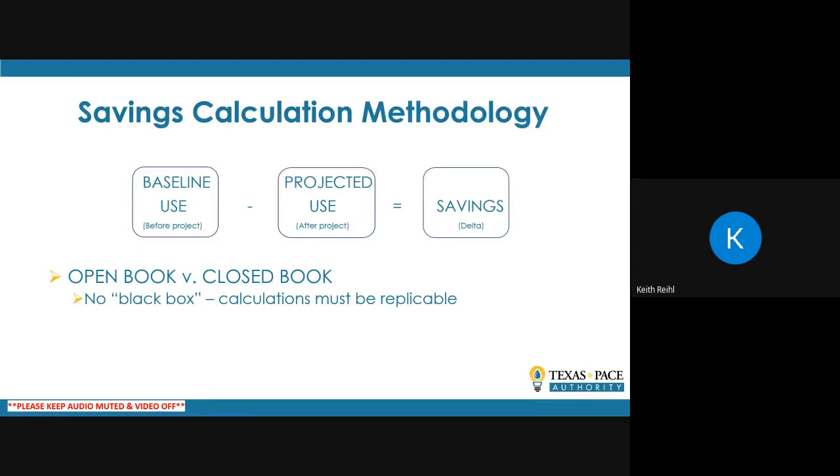So it could be that it will last longer than 15 years for like a rooftop. The savings calculation method basically is pretty simple. You have your baseline case. You know what your projected use or savings are going to be, and you can get the projected use, or you know what your projected use after it is installed, and then you can get your savings. So it's solve for X is really what you're doing.